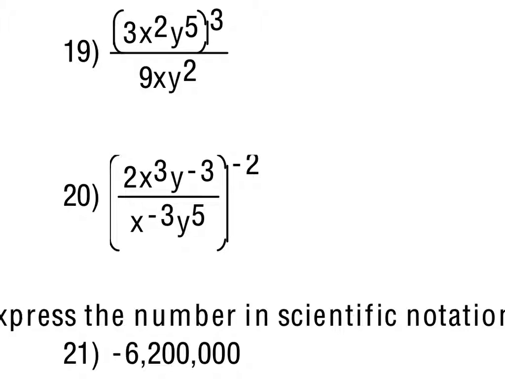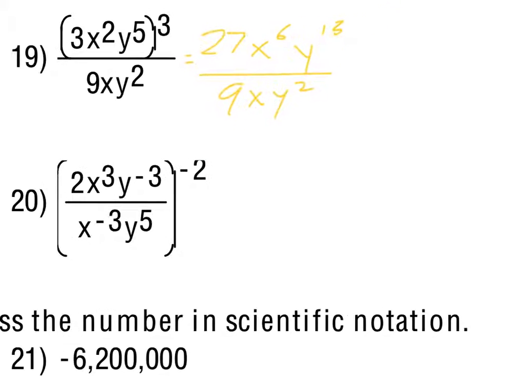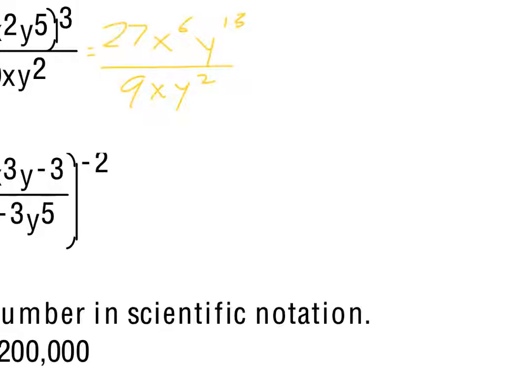Okay, at least with number 19 we get a break from the negative exponents. I would probably start by cubing the entire numerator there, so 3 cubed is 27. If I cube x squared, I get x to the 6th, and cube y to the 5th, I get y to the 15th. And then the 9xy squared on the bottom. From there, I reduce the 27 over 9. Notice the 27 is bigger, so the 3 is on top.